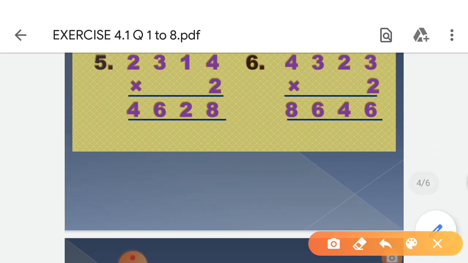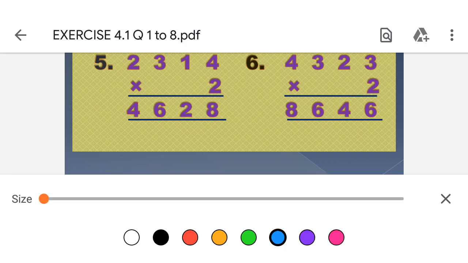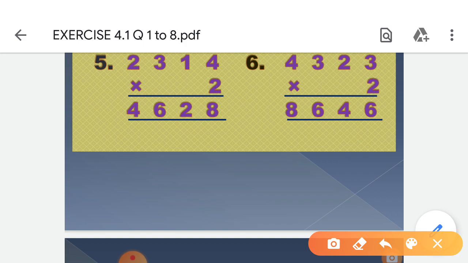Next in question number 5, 2314 multiplied by 2. So again we have to start from ones place, and at ones place the number is 4. So 4 multiplied by 2. 4 twos are 8. Then tens. At tens place the number is 1. So 1 multiplied by 2. 1 two is 2. And at hundreds place the number is 3. So 3 twos are 6, and at thousands place the number is 2. So 2 twos are 4. Okay.